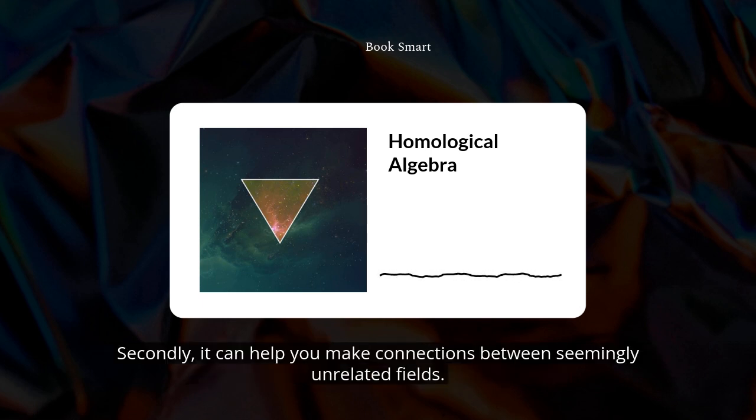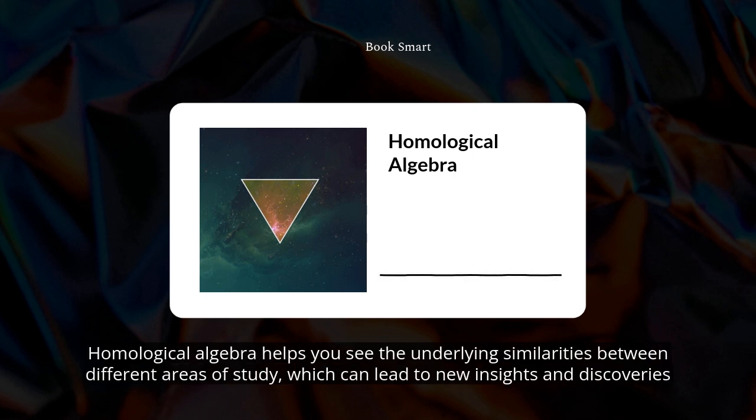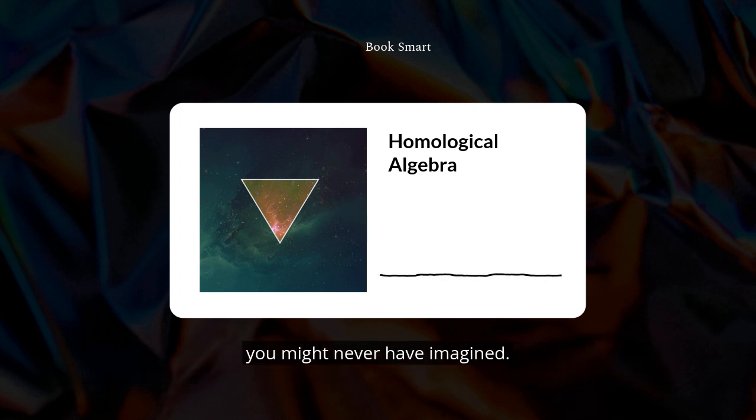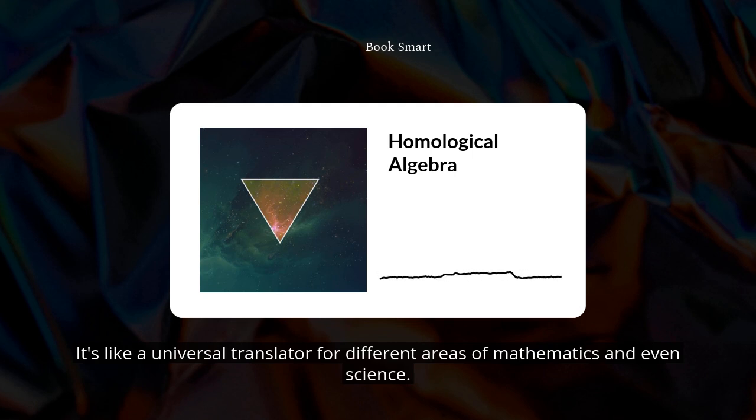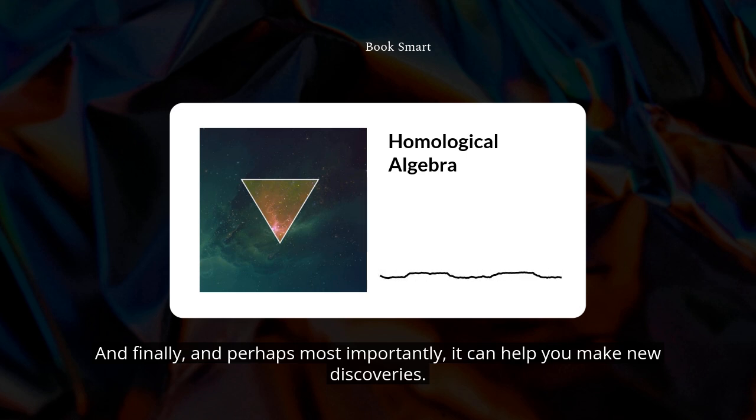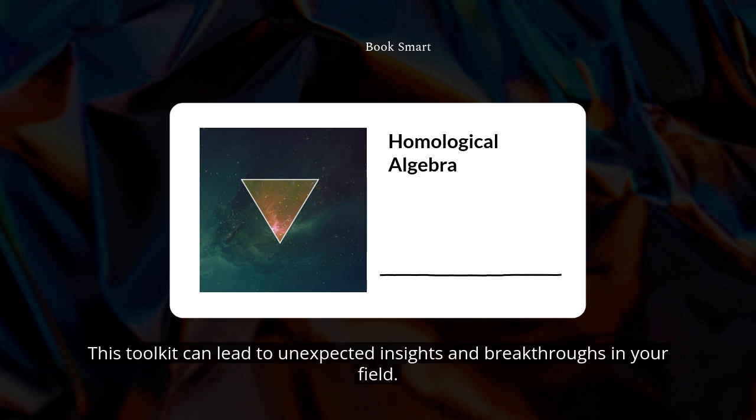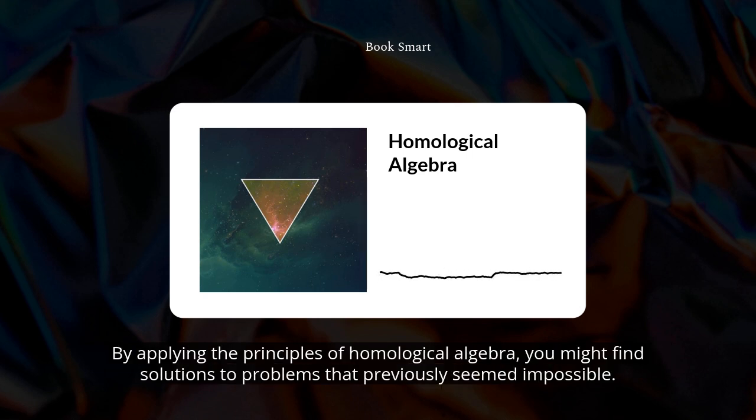Precisely. Secondly, it can help you make connections between seemingly unrelated fields. Homological algebra helps you see the underlying similarities between different areas of study, which can lead to new insights and discoveries you might never have imagined. It's like a universal translator for different areas of mathematics and even science. Exactly. And finally, and perhaps most importantly, it can help you make new discoveries. This toolkit can lead to unexpected insights and breakthroughs in your field. By applying the principles of homological algebra, you might find solutions to problems that previously seemed impossible.